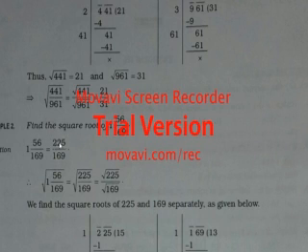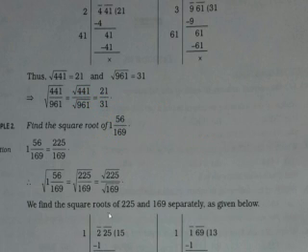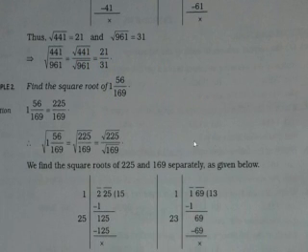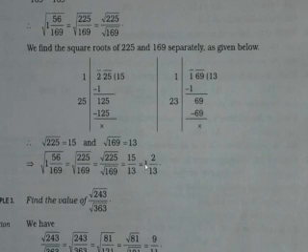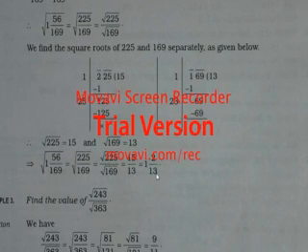Okay, improper numerator, so it will become 225 divided by 169. Then for 225, when we keep the sign of the square root, it will be separate. Root 225 becomes 15, and root 169 becomes 13. So it becomes 15 by 13, and you can even change it into a mixed fraction. It will become 1 2 by 13.